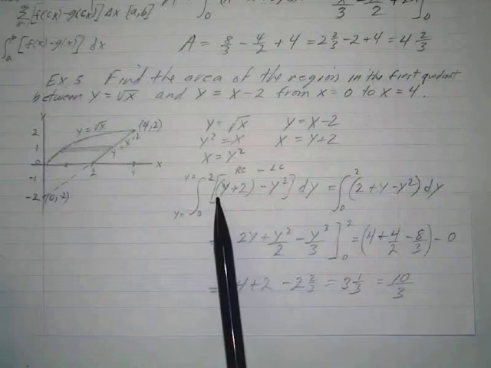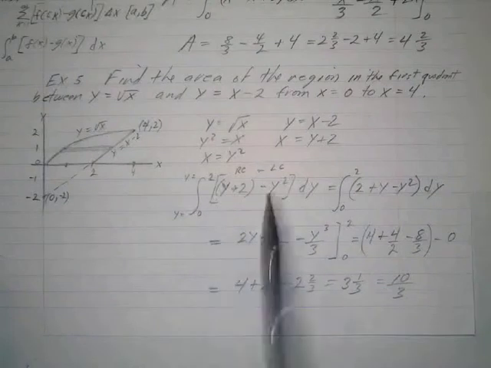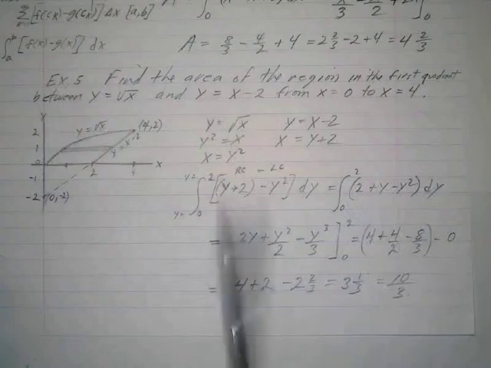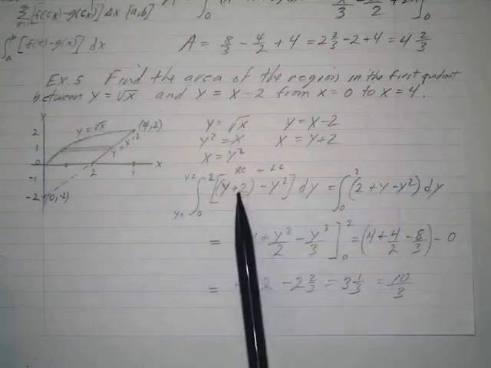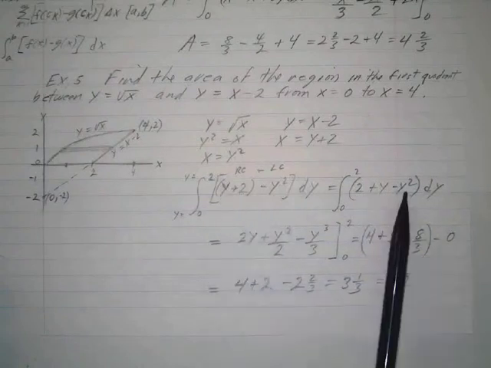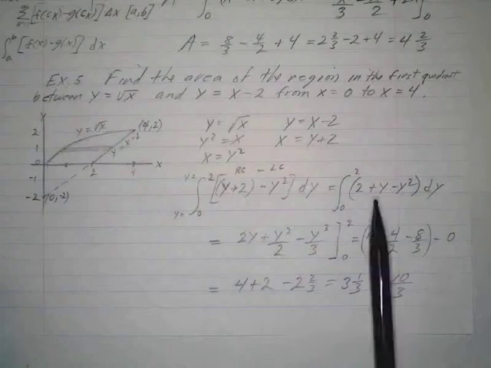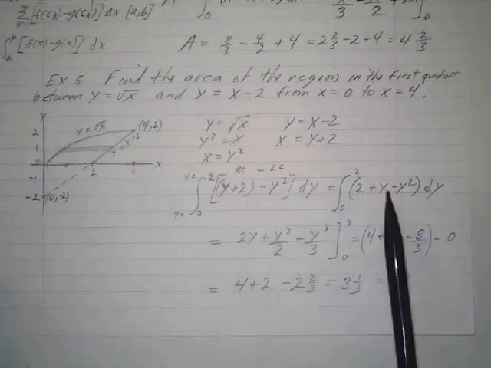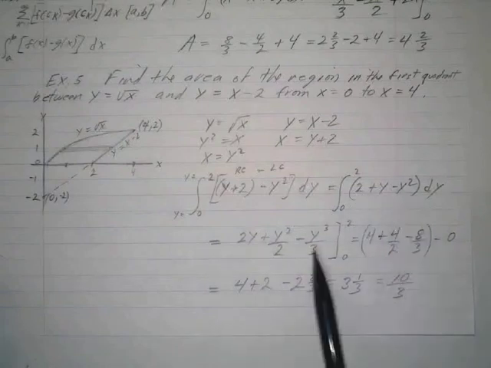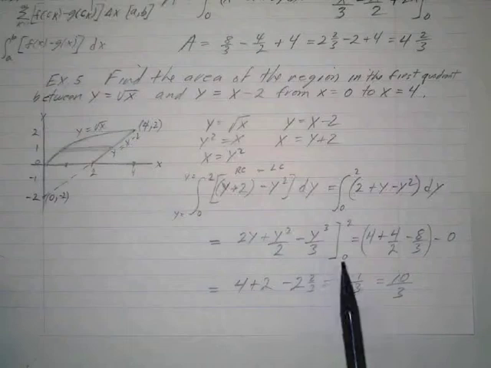Again, if we take the antiderivative of this, first of all, I wrote this in descending power, so I wrote this as 2 plus y minus y squared. Didn't really have to do that, but you're going to evaluate it just by convention. And we take the antiderivative, so that's going to be 2y plus y squared over 2 minus y cubed over 3, and I'm going to evaluate that from 0 to 2.